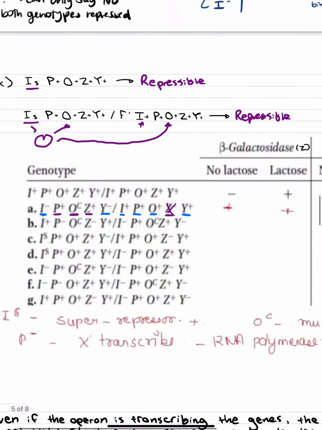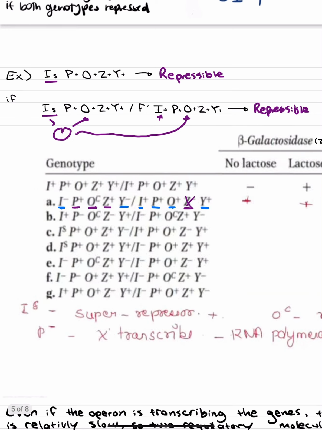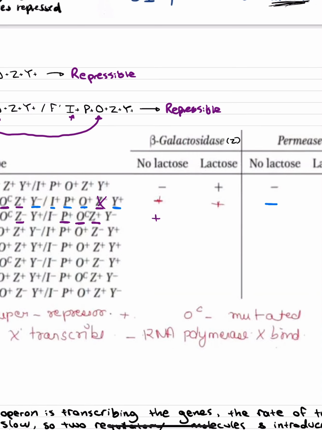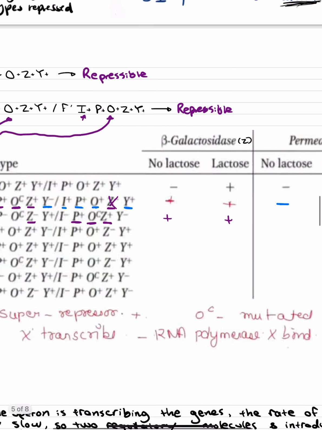For beta-galactosidase, let's look at the Z genes. Right here we have a non-functional Z. Here we have a functional Z. Let's look at the cis-acting elements. Here we have O^C and P plus. Right off the bat, O^C is going to take prevalence over everything else, apart from P minus. So we know we have O^C. O^C is going to result in constitutive expression, so that's going to be plus and plus, regardless of lactose or no lactose.